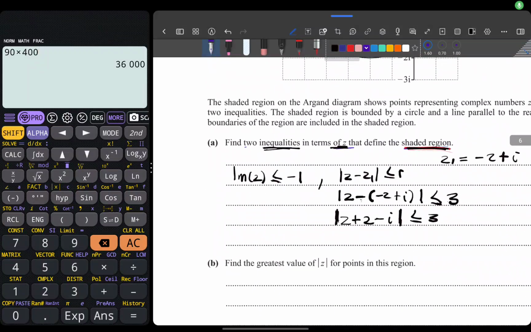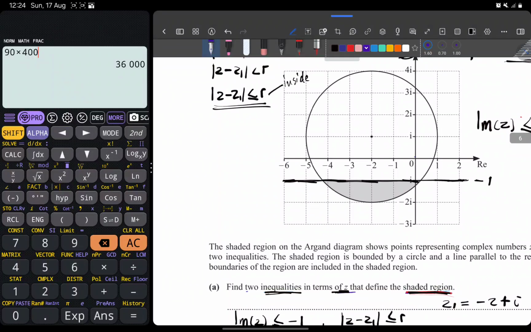Let's do the second question, which says, find the greatest value of modulus z for points in this region. Can I ask you a question? You are not going to let me down. What is z? Z is measured from what to what? We know z1, right? Z1 is from the 0, 0 to the new center. This is z1. What did we say z is?